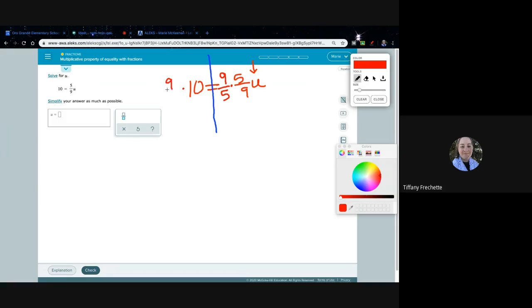I have to do the same thing on the other side. So I multiply by 9/5 here, and I'm multiplying by 9/5 here. So let's go ahead and look at this left side first.